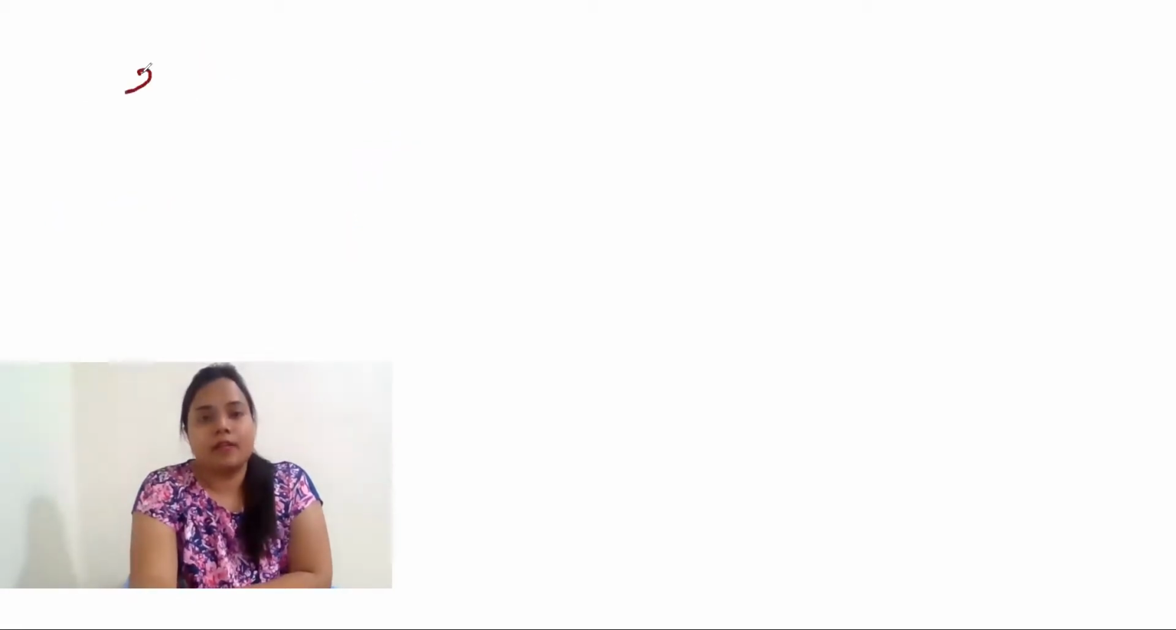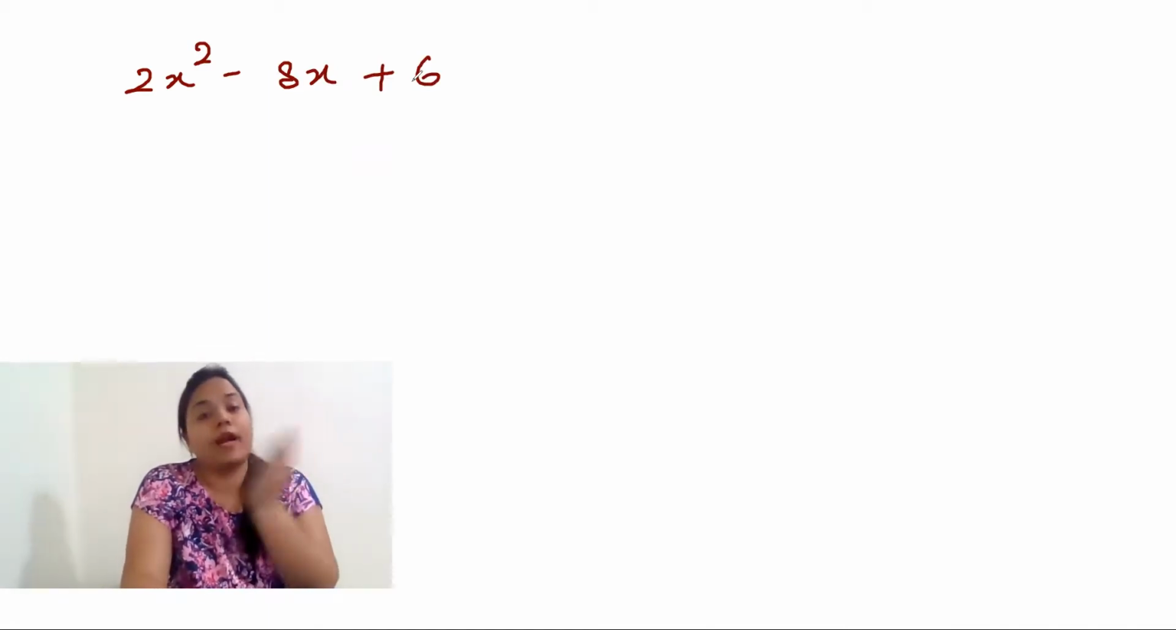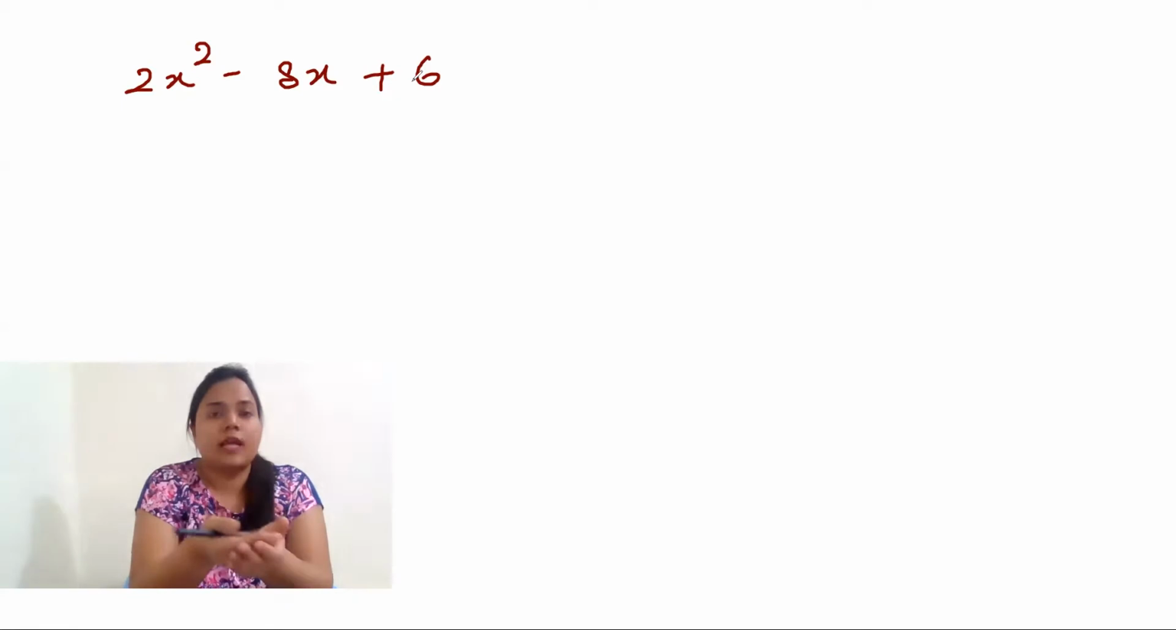Let us take an example of a quadratic polynomial. Suppose 2x square minus 8x plus 6. This is our quadratic polynomial. First, we will have to find the zeros. And how do we find the zeros? Zeros actually means we have to find such a value of x that when we substitute that value over here, we will get 0 at the end.